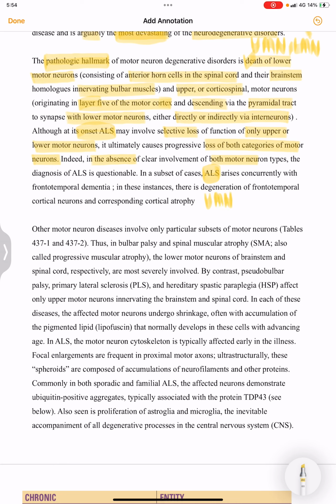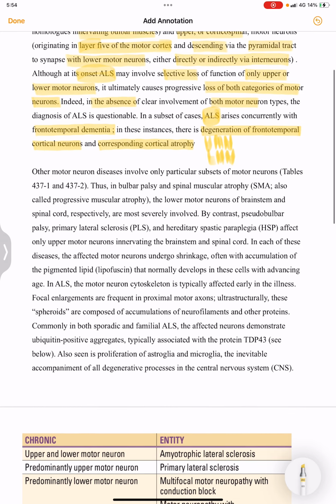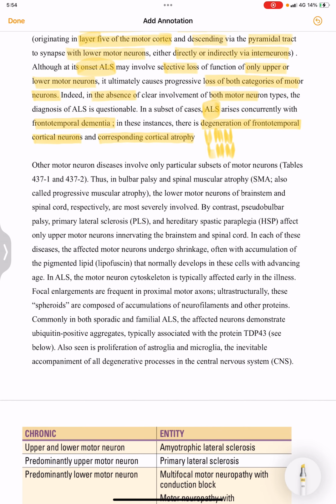In a subset of cases, along with degeneration of upper and lower motor neurons, there will be frontotemporal dementia. In these instances, there is degeneration of the frontotemporal cortical neurons and corresponding cortical atrophy.